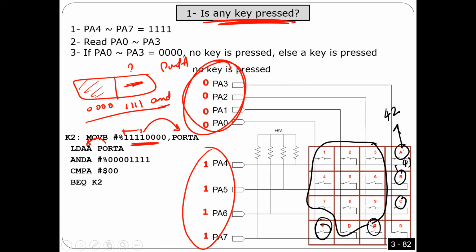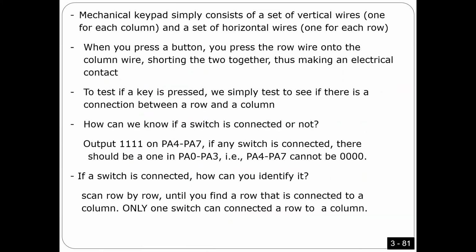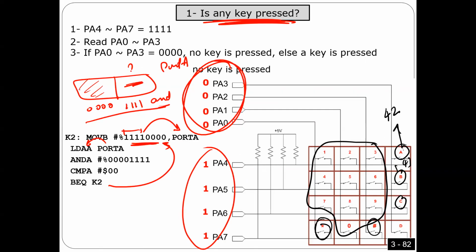So anyway, here I'm gonna compare to 0. If it is 0, I'm gonna go back and keep looping here. So this is the first part of the subroutine. In the first part of the subroutine, I'm gonna wait until you press any button. Once you press any button, I'm gonna do the scanning I told you about. Okay. Any question here? So this is just the first part of the subroutine. I'm gonna wait until you press any button.